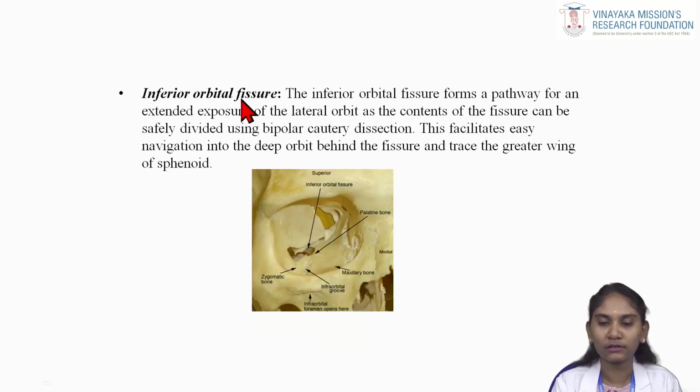Inferior orbital fissure. The inferior orbital fissure forms a pathway for an extended exposure of the lateral orbit, as the contents of the fissure can be safely divided using bipolar cautery dissection.